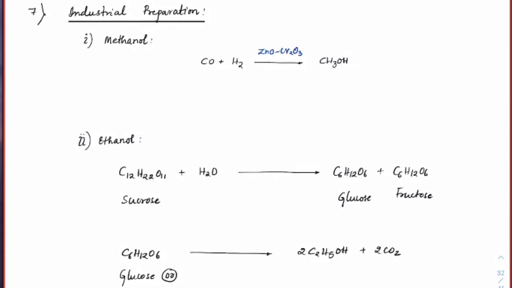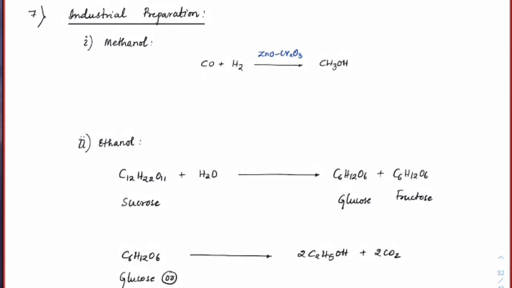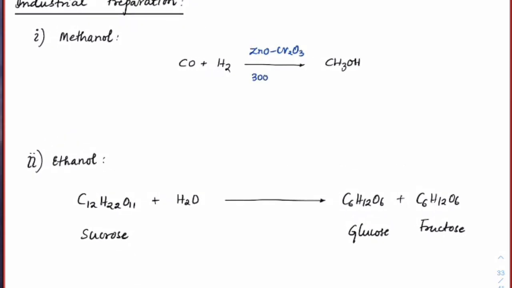And if we need to prepare methanol industrially, we use water gas and treat that with ZnO and Cr2O3 around 300 to 400 degrees centigrade at a very high pressure of around 250 to 300 atm. When we do that, we will get methanol. Industrially, this is how it is prepared.